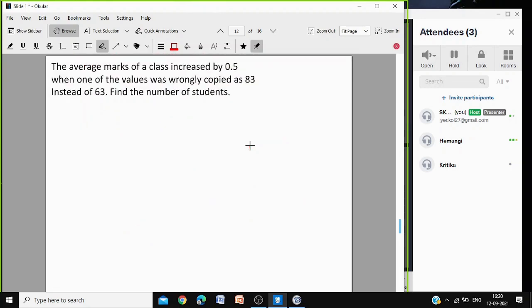The average marks of a class increased by 0.5 when one of the values was wrongly copied as 83 instead of 63. Find the number of students. Only 1 mark, all the marks were copied correctly. It should have been 63, it was copied 83. And the average came 0.5 higher than the normal average. Find the number of students.